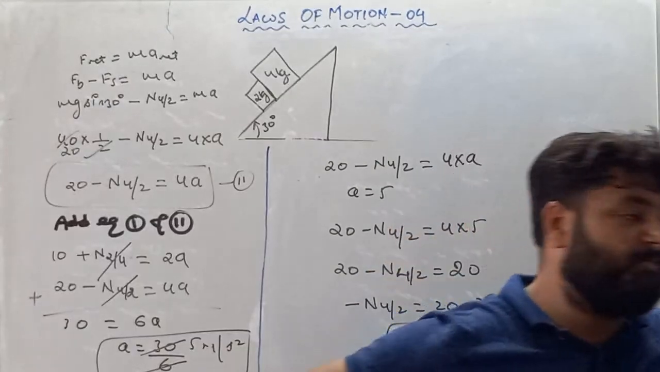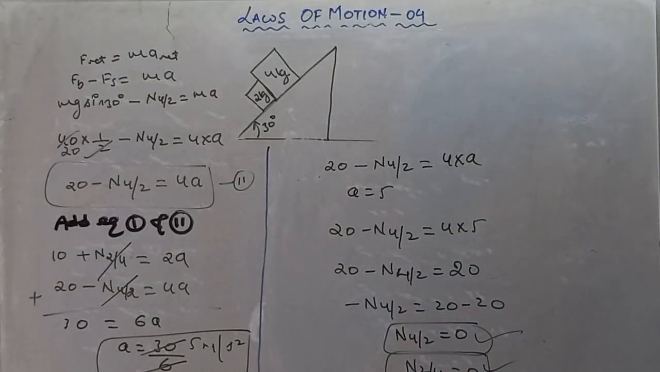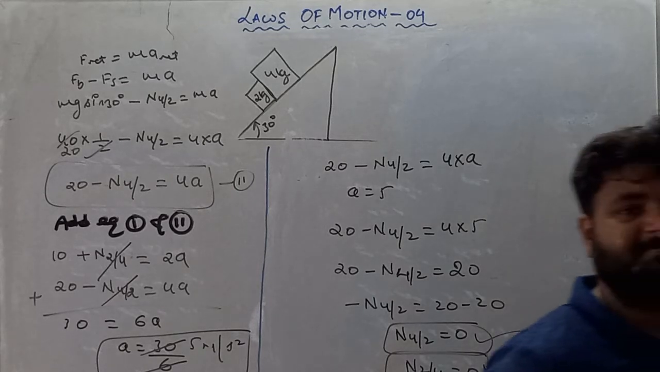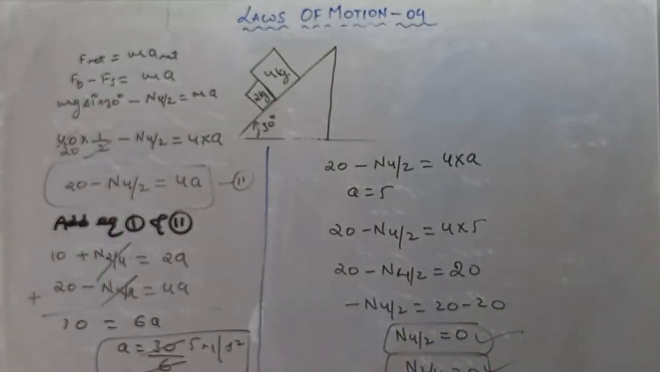So write down in the form of a note. If normal reaction force between the bodies is 0, it implies both the bodies are not moving together.